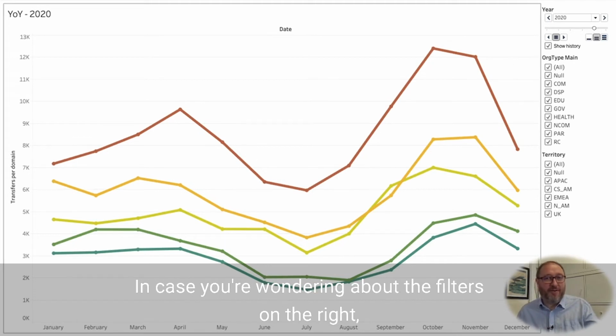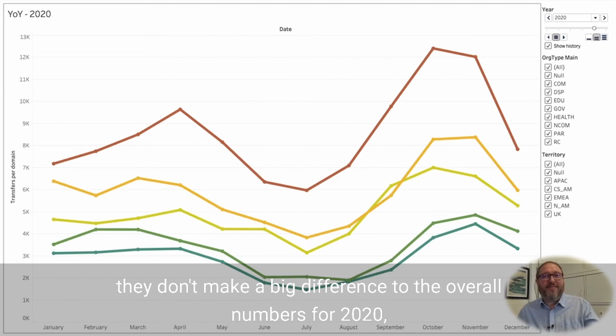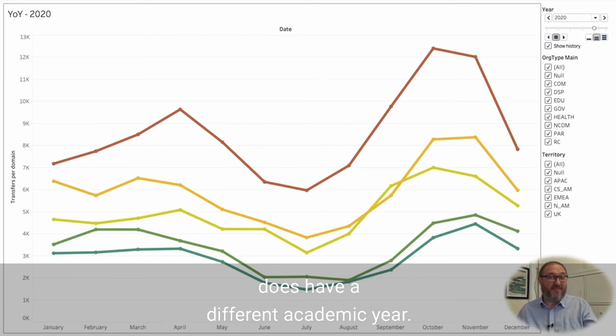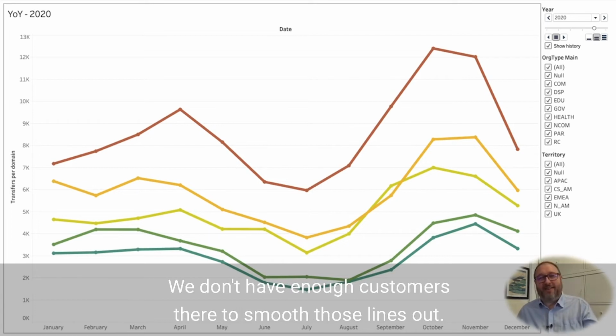In case you're wondering about the filters on the right, they don't make a big difference to the overall numbers for 2020. Healthcare understandably had a slightly lower engagement, and whilst the Southern Hemisphere does have a different academic year, we don't yet have enough customers there to smooth those lines out.